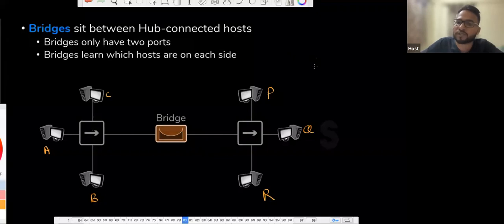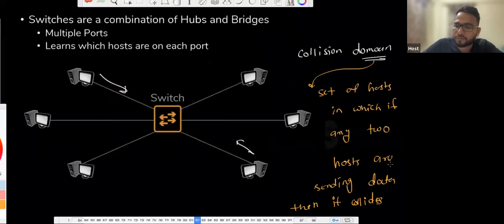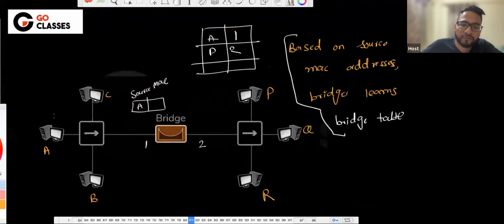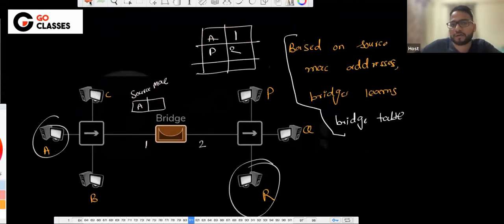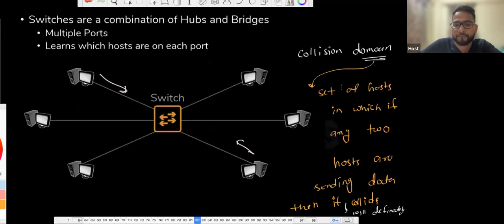For this you will say no, right? So you can say that for a set of hosts in which two hosts are sending data, they will definitely collide. Okay. So here in this switch, if these two are sending data, they will definitely collide. But if this and this are sending data, then it is not necessary that they will collide, right?